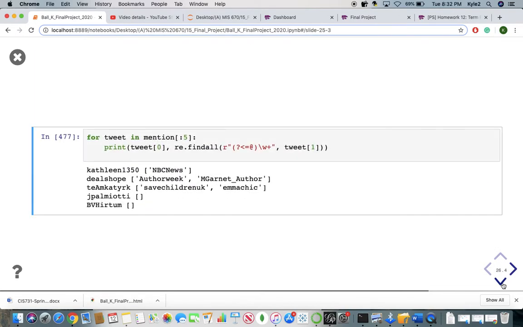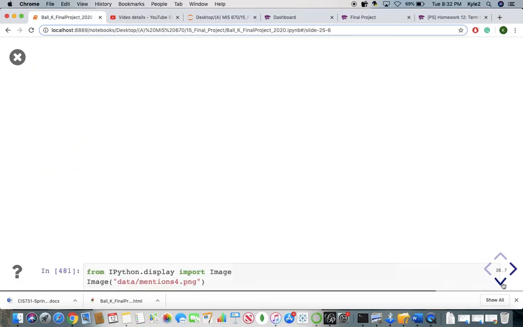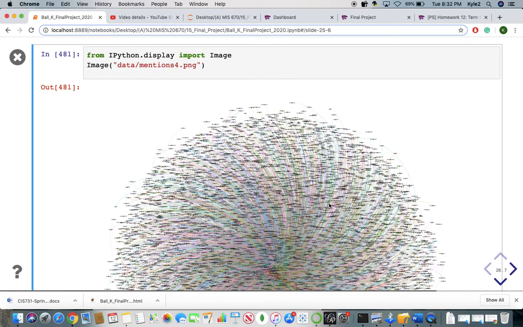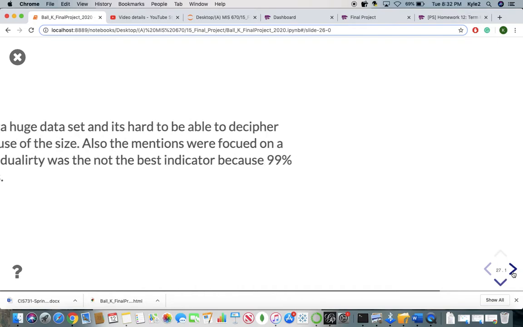So now we're looking at mentions. And so I'll just get to the fun part here. I went into Gephi and I did this mentions and did all the modality, degrees, closeness, all that stuff. And I got this pretty cool model. And I'm going to talk more about it further along here.